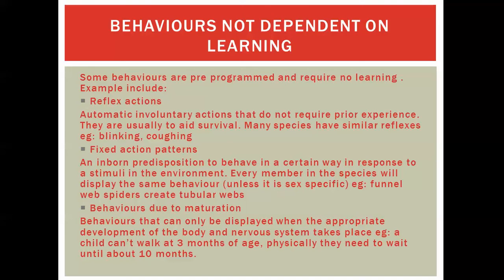Fixed action patterns are also not learnt. So these are inborn predispositions to behave in a certain way in response to stimuli in the environment. The difference with this is every member in a species will display the same behaviour. So if you think about reflex actions, this goes across different species, whereas fixed action patterns tend to be quite species specific. So for instance, a funnel web spider creates a tubular web, whereas another species of spider might actually produce a different type of web.